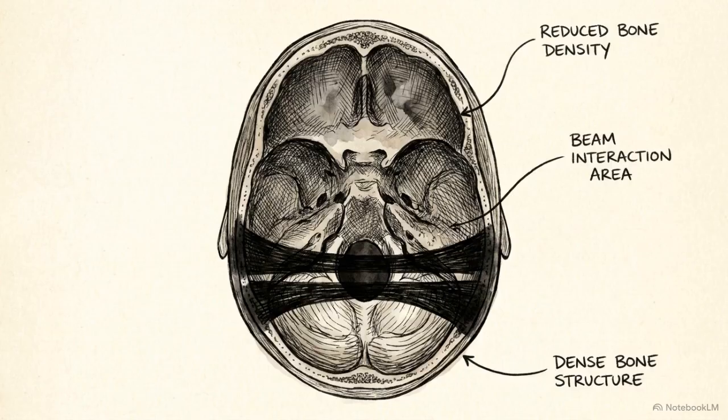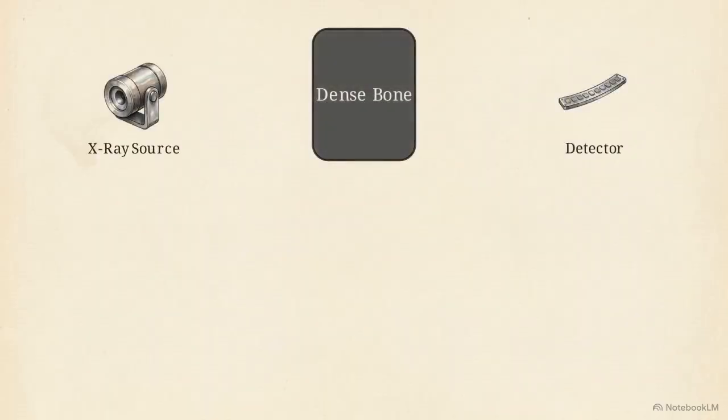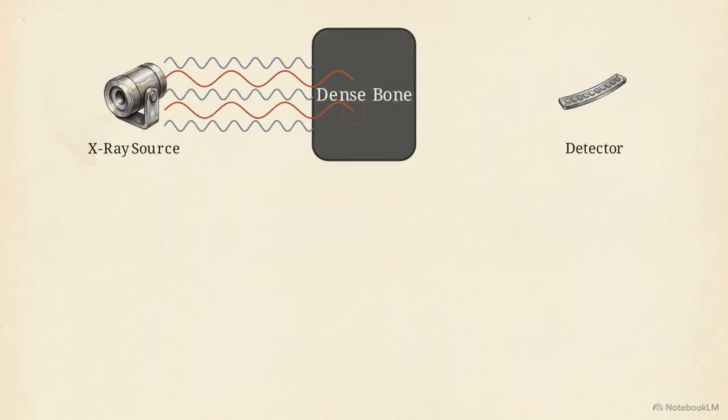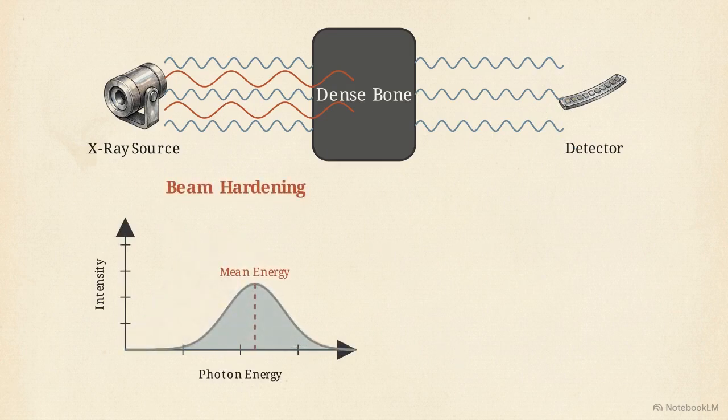We see this often in the posterior fossa of the skull, dark bands appearing across dense anatomical regions. This begins with the X-ray beam, which is polyenergetic, containing a spectrum of both high and low energy photons. When this beam strikes a dense structure like the petrous bones, the low energy photons are absorbed, while the high energy photons pass through to the detectors. This preferential absorption of soft X-rays shifts the mathematical average of the photons. The mean energy of the beam shifts higher, a phenomenon known as beam hardening.